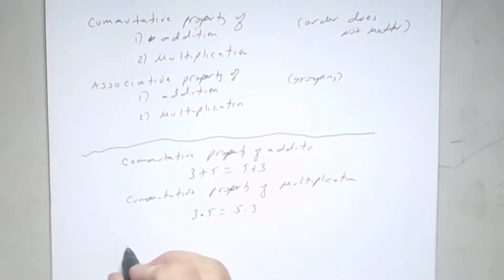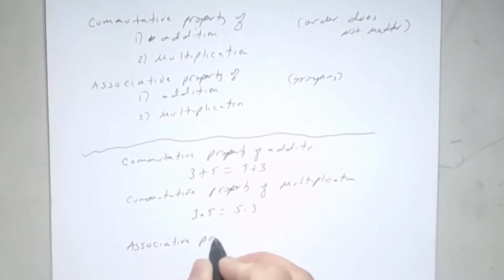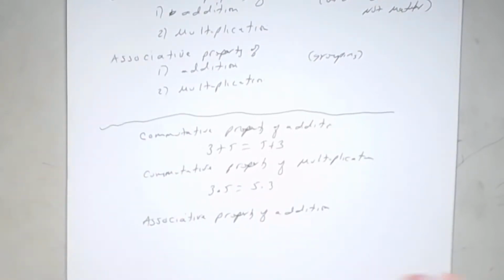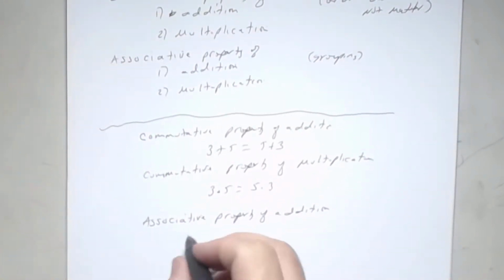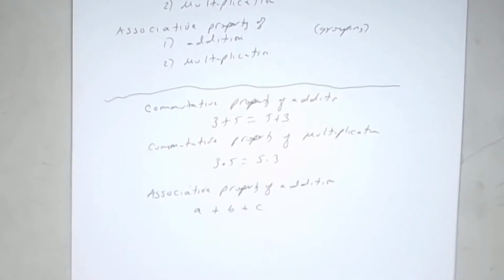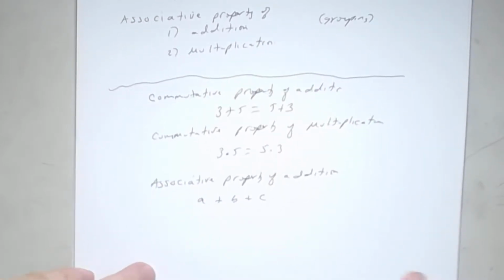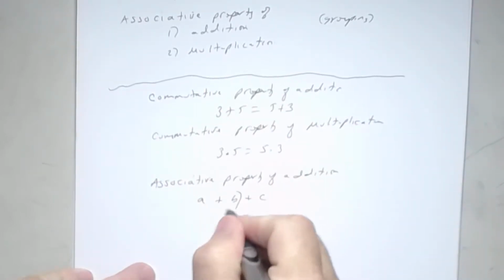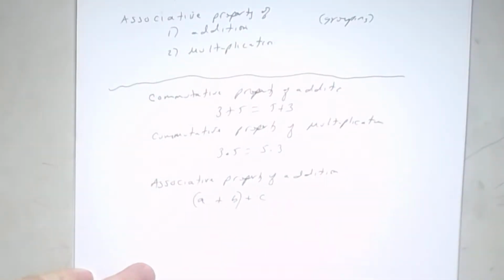Then we talked about the associative property of addition. And basically that's where you're going to have three terms. So let's say A plus B plus C, like this. So A plus B plus C. And remember we talked with associative, we talked about grouping, correct? So we're going to group the first two. We'll group the first two terms.